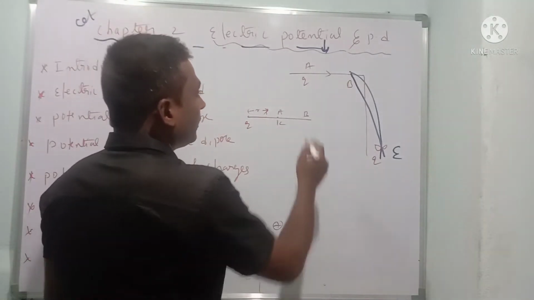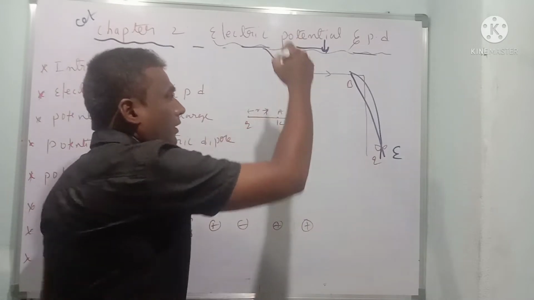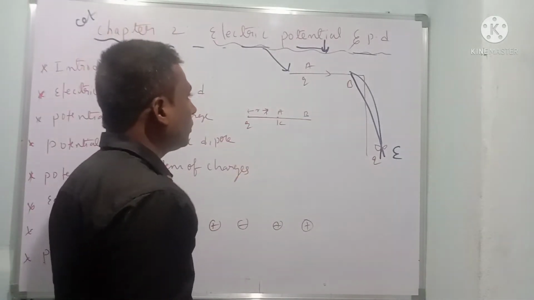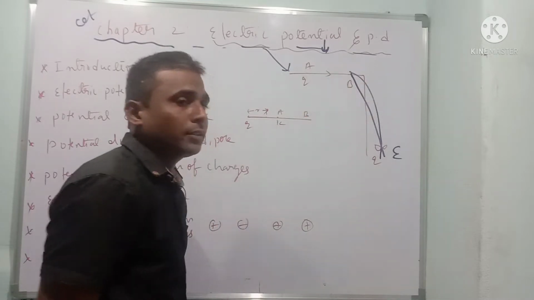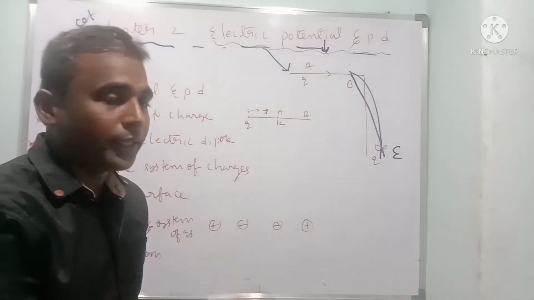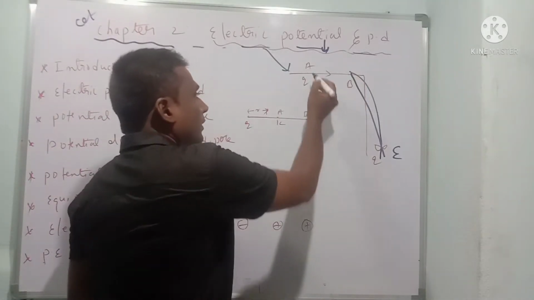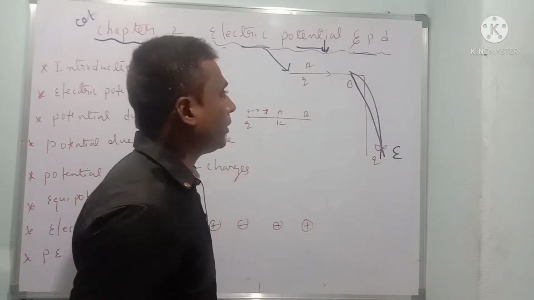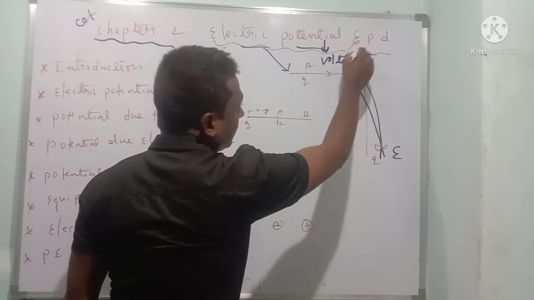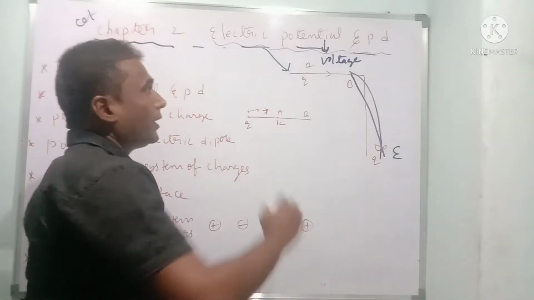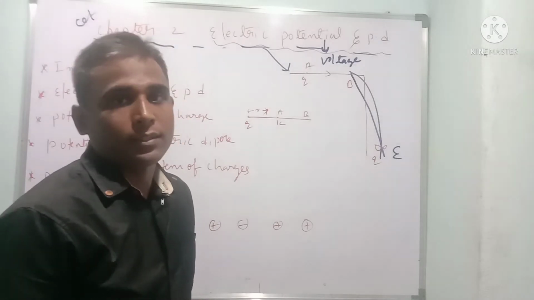So next, potential difference is the amount of work done to move the charge from point A to point B. Here the charged particles are moving from point A to point B. Then the potential difference between these 2 points is called voltage. That is voltage. And the major source of potential difference is the battery cell.